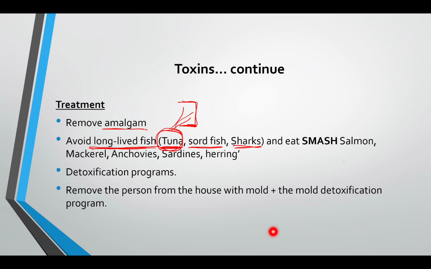When we need to eat fish, we need to eat small fish or short-lived fish, like salmon, mackerel, anchovies, sardines and herring. Because these fish do not stay in the sea for a long time to collect mercury from the sea. However, the big fish, because it lives long, collects high mercury levels in its protein, in its flesh. Then for treatment of the toxin, we need to go into a detoxification program.